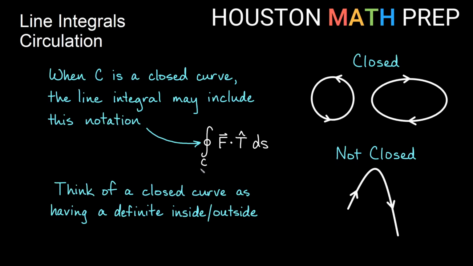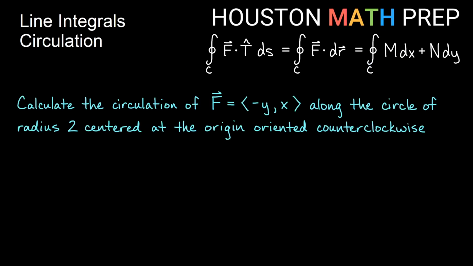So we'll still be calculating these as we did our previous line integrals over vector fields, but we'll be considering that to be the circulation and interpreting it as circulation in this video when we do our examples. Let's look at our first example here. We want to calculate the circulation of the vector field negative y comma x along the circle of radius 2, centered at the origin, oriented counterclockwise.